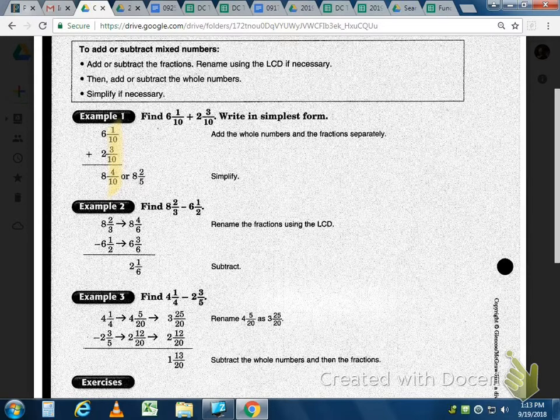So 1/10 and 3/10 was 4/10. They line up the whole part, so 6 plus 2 is 8. And then they simply just have to check 8 4/10, is that a simplified answer? And 4/10 is not. All right, so they simplify 8 4/10 as 8 2/5. Next, if you have a subtraction, 8 2/3 minus 6 1/2.